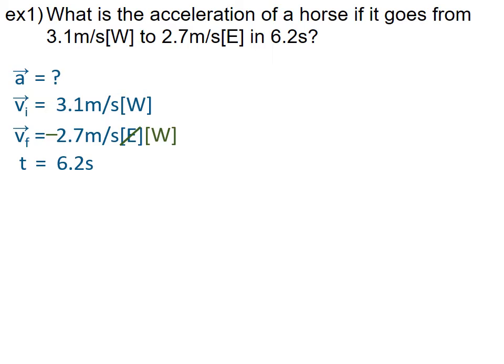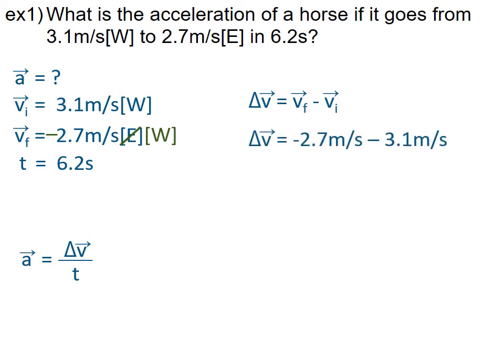I'm looking for acceleration. Acceleration is change in velocity over time. I don't know change in velocity. I do know time, but before I go on, I will have to solve for change in velocity. Change in velocity is final velocity subtract initial velocity, both of which I have, so I can substitute those in. My final velocity is negative 2.7 meters per second, and that's subtract my initial velocity, which is 3.1 meters per second. So my change in velocity is going to be equal to negative 5.8 meters per second.